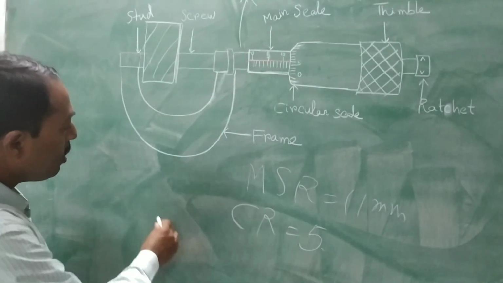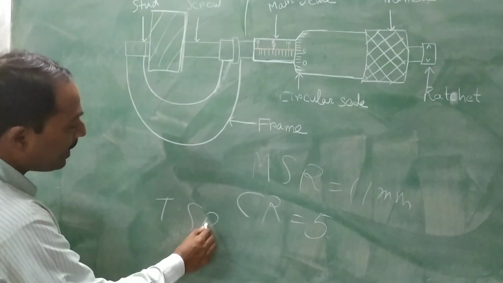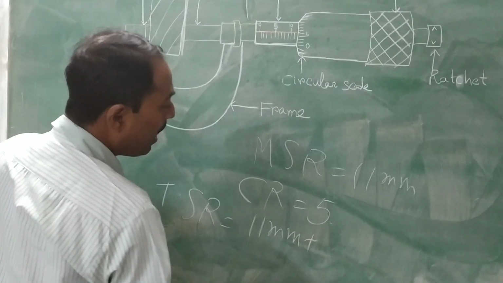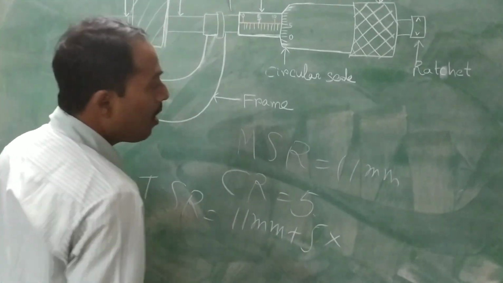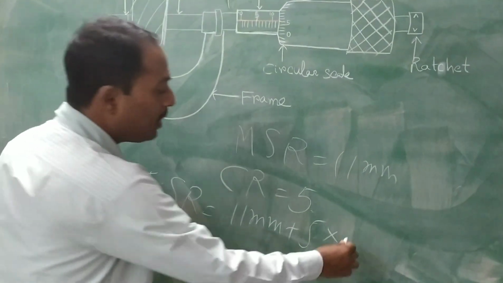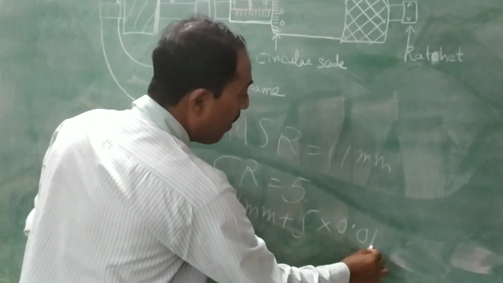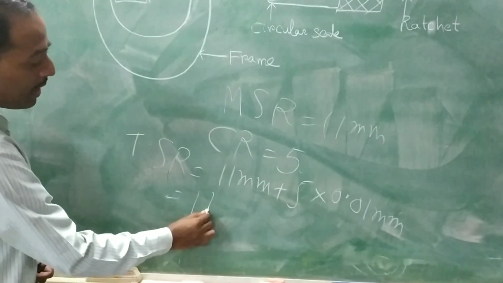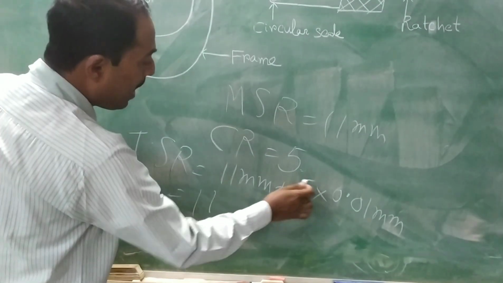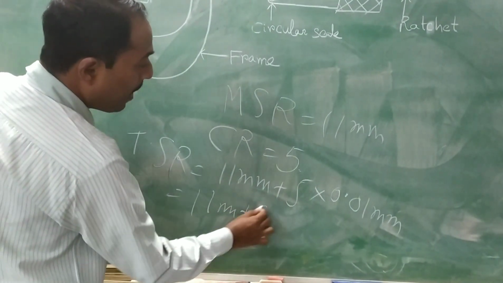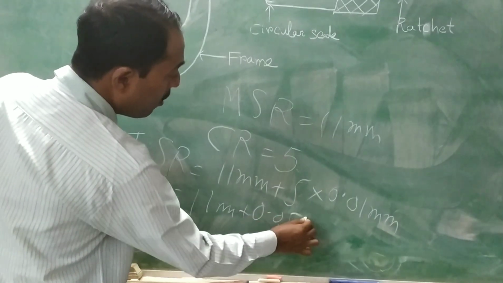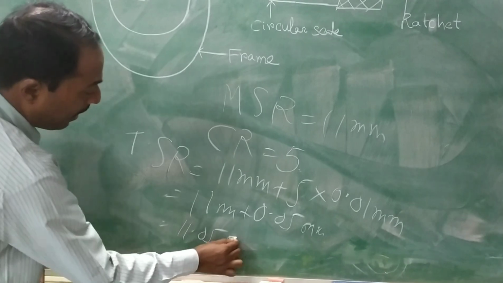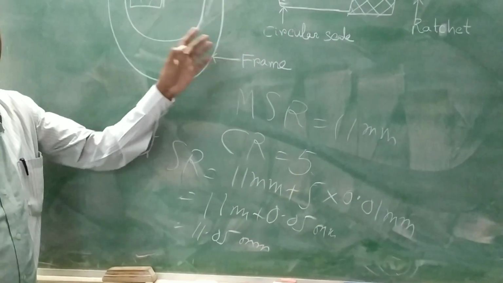Now your total scale reading, that is TSR, will be your main scale reading, that is 11 millimeter, plus your circular reading 5. Already we know the least count will be, say, 0.01 millimeter, right? Then for your total reading, you first multiply: that is 11 millimeter plus 0.05 millimeter, then it will be 11.05 millimeter, and that will be your total reading.